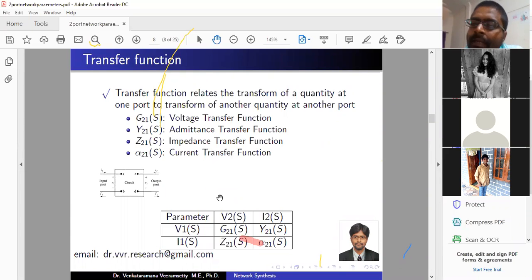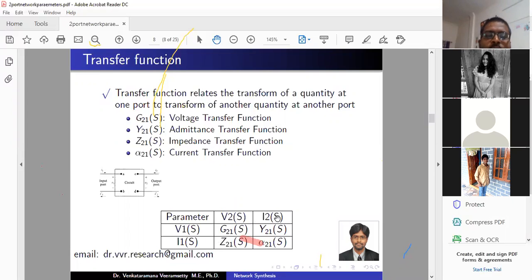A transfer function relates the transform of one quantity at one port to the transform of another quantity at another port. In the previous case, we considered the same port, but here we are trying to correlate one port with another port. That means we may correlate voltage at the first port with voltage at the second port, or voltage at the first port with current at the second port, or current at the first port with voltage at the second port, or current at the first port with current at the second port. So if it is a two-port network, how many possible combinations do we have? We have 4 possible combinations, right?